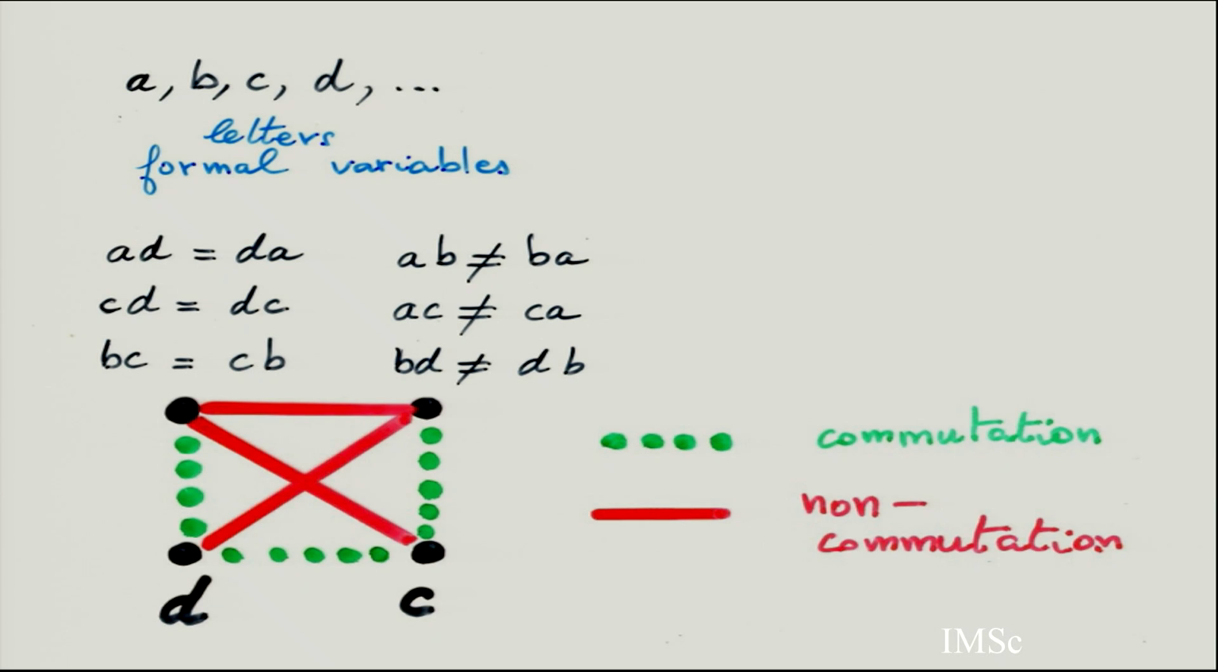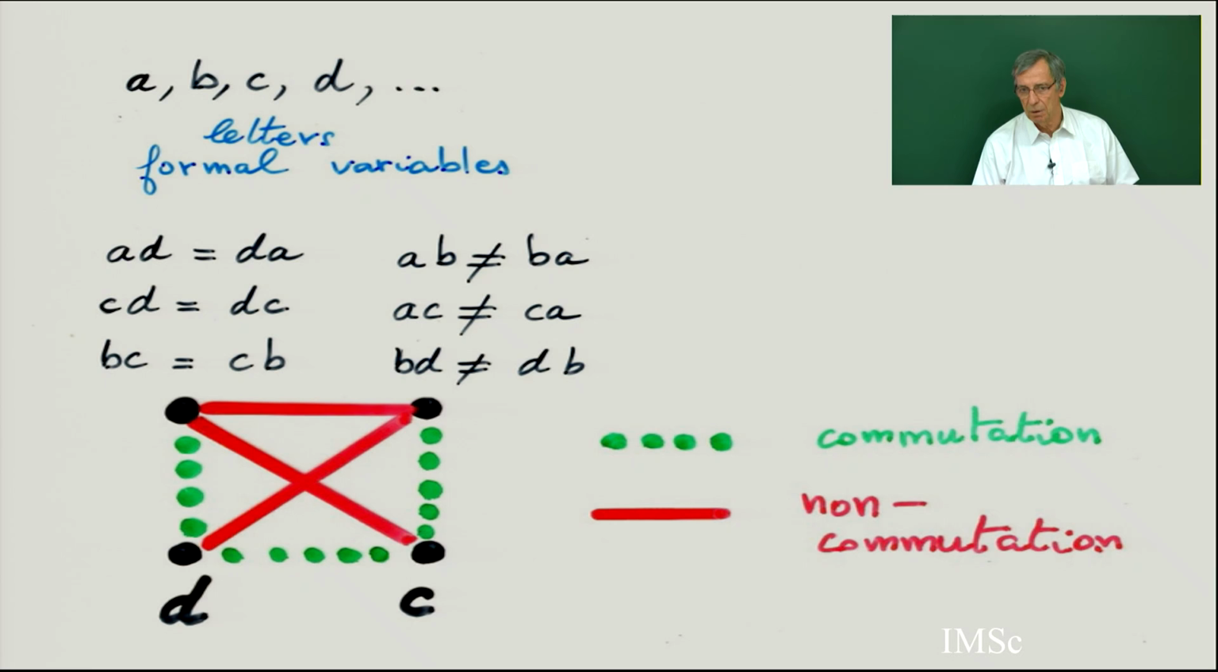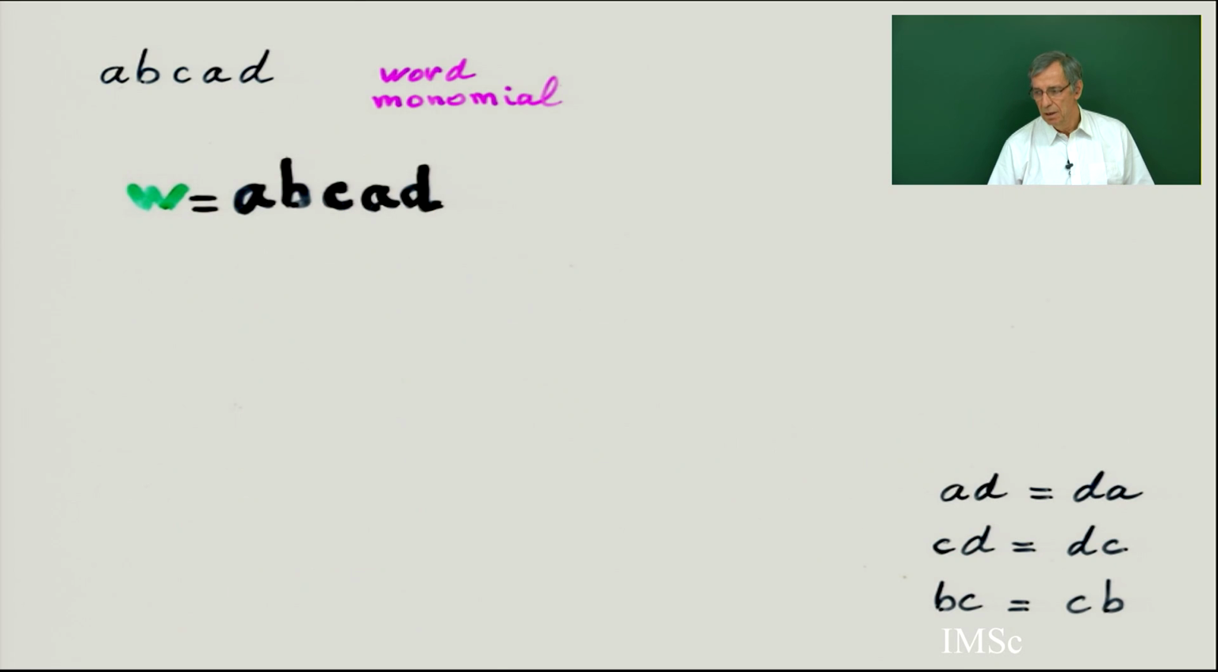And this is a graph, the graph of commutation or the graph of non-commutation. So see, in green, it's a commutation of the variables, and in red, non-commutation. So a binary relation like this defines a graph, and a graph is a binary relation. And then I take a word, a monomial, in the variables A, B, C, D, like this one, W equals ABCAD.